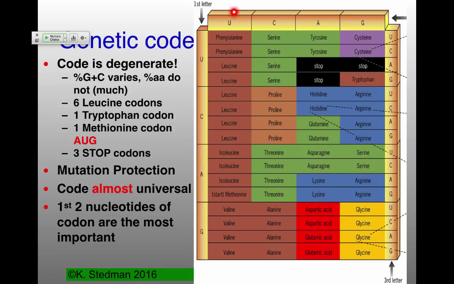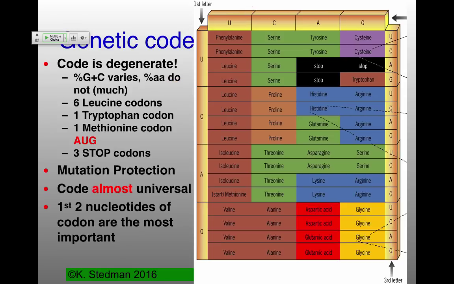So this presence of the genetic code and the grouping of all of these similar amino acid side chains together is probably a mutation protection mechanism. So if you have a mutation that happens, you can even change an amino acid, but it's highly unlikely to change the function of your particular protein. And then, should be obvious here, the first 2 nucleotides of the codon are there.